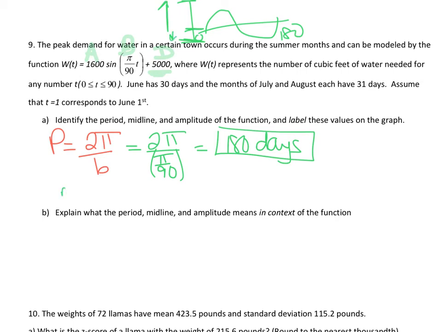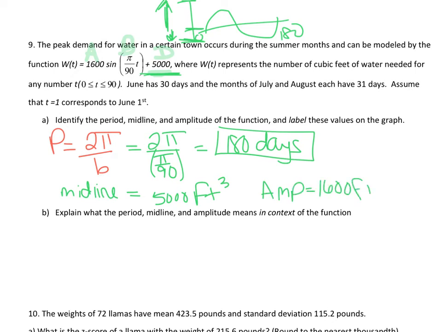So your midline is always your D value. I always think midline, D. There's a D in midline. So this is 5,000. Now because this is representing the height, this represents the amount of water. So I'm going to do feet cubed to label this. And the amplitude is 1,600 feet cubed. So that means that the maximum amount of water would be 6,600 because that's above the 5,000.